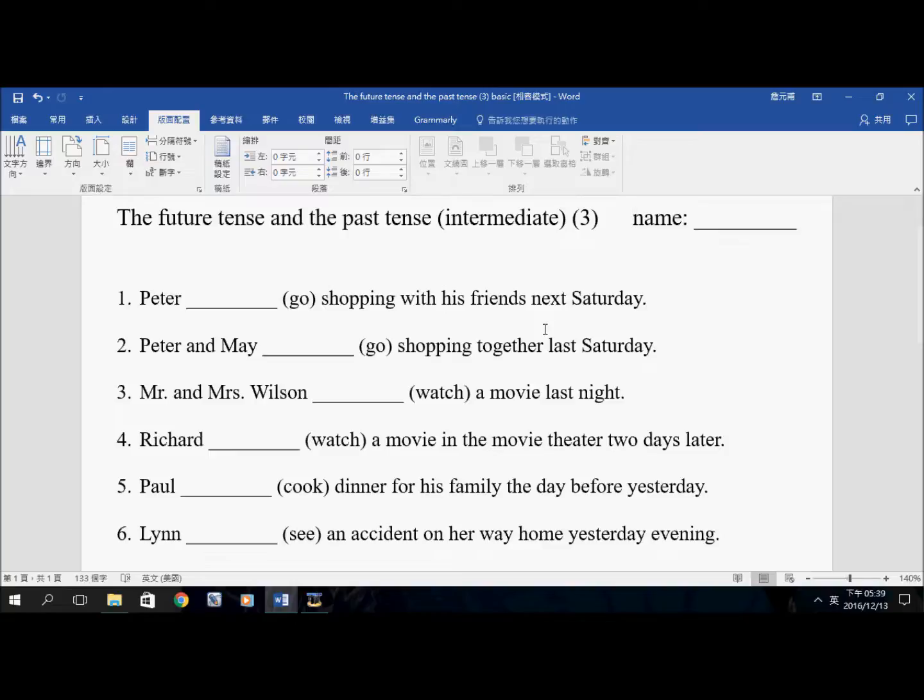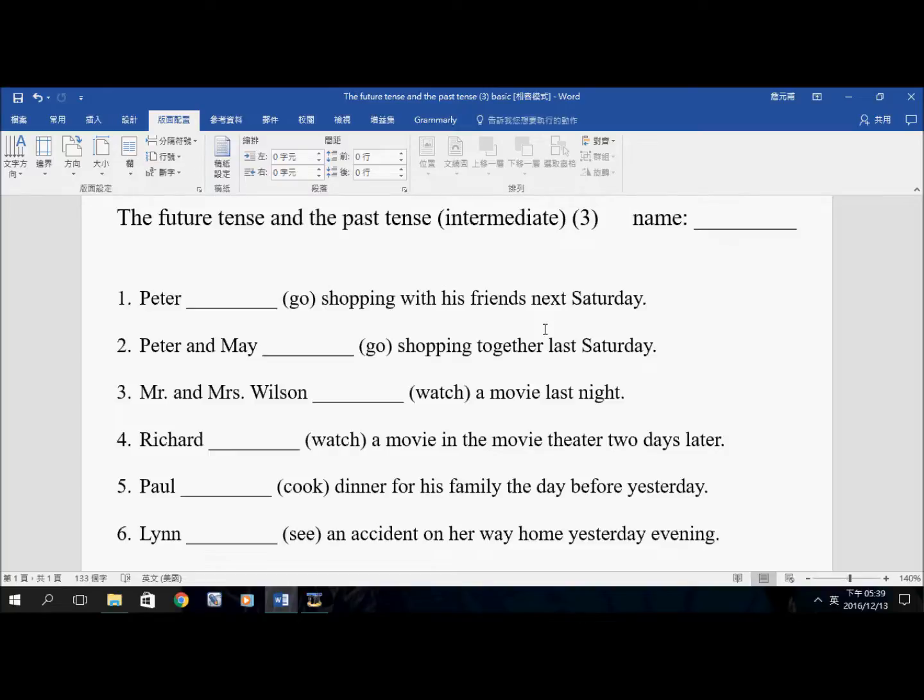Maximize your potential program. In this video, we are going to compare the future tense and the past tense. We are going to talk about the difference between these two tenses. This is the third video and also an intermediate level exercise. So, without further ado, let's begin.